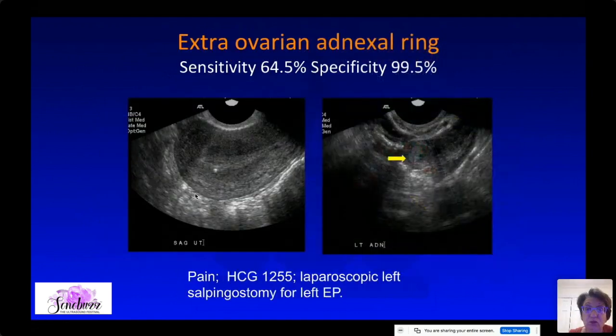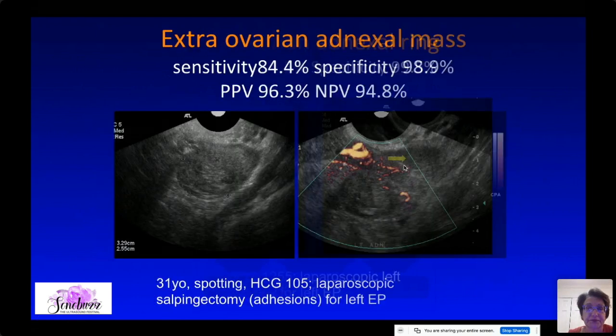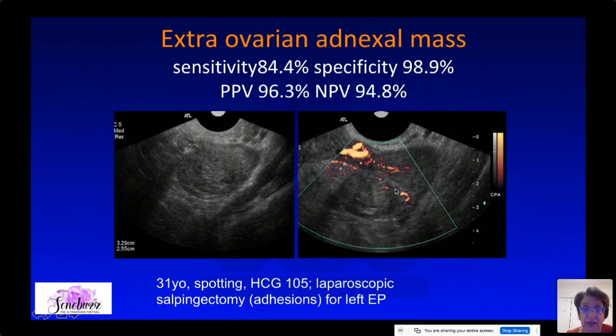Or sometimes you will just see an adnexal ring. In this case, the important thing here is that the patient was pregnant, has no IUP, and has a mass which is separate from the ovary. And she was treated with left salpingectomy. This is another example, again, a very amorphous mass. So again, you have to make sure that you can separate this from the adjacent ovary, because most ectopic pregnancies are in the fallopian tube.